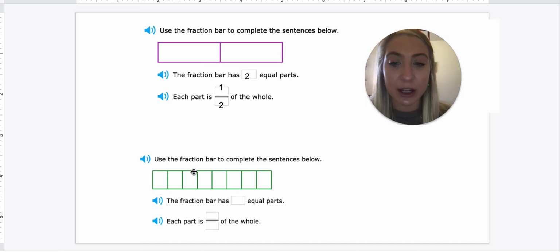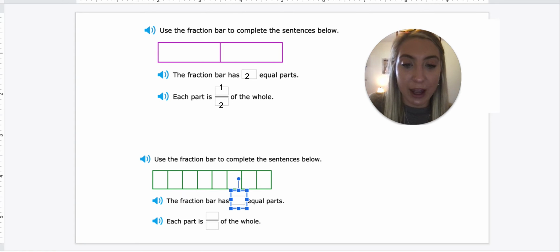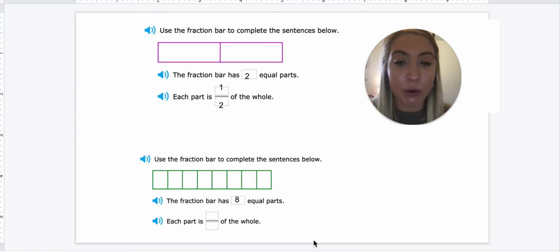So then when I look down here, I'm using the fraction bar to complete the sentences. The first thing I want to know is how many equal parts are there in the fraction bar. So I'm going to count 1, 2, 3, 4, 5, 6, 7, 8. There's 8 equal parts. So here I would go 8. There's a total of 8 equal parts.